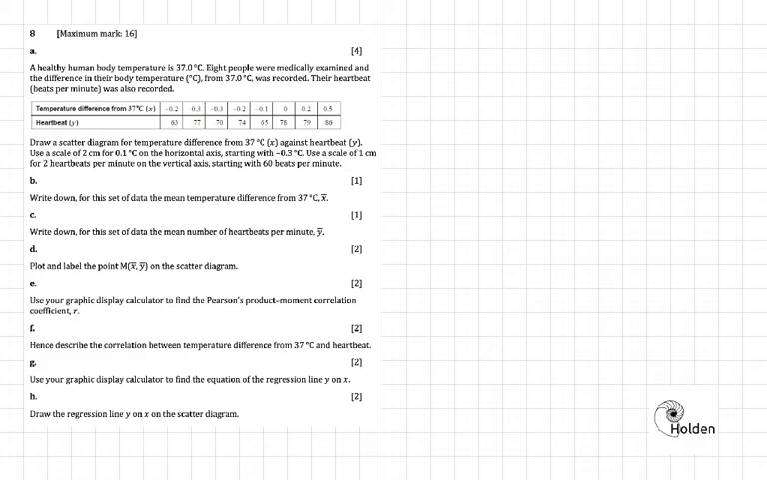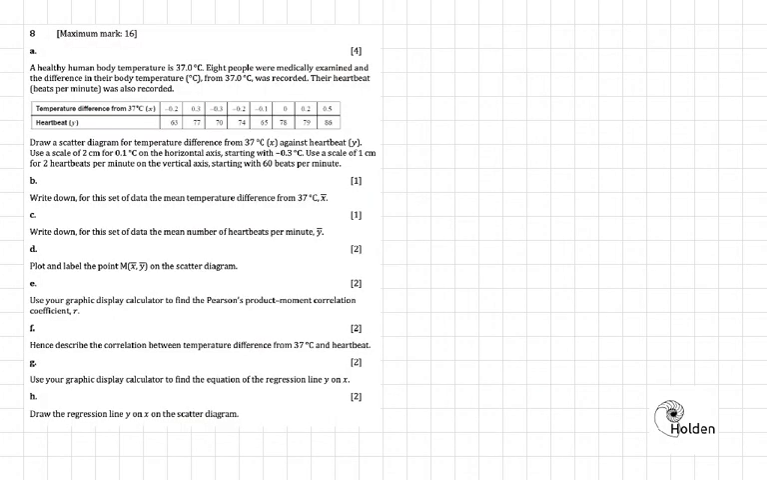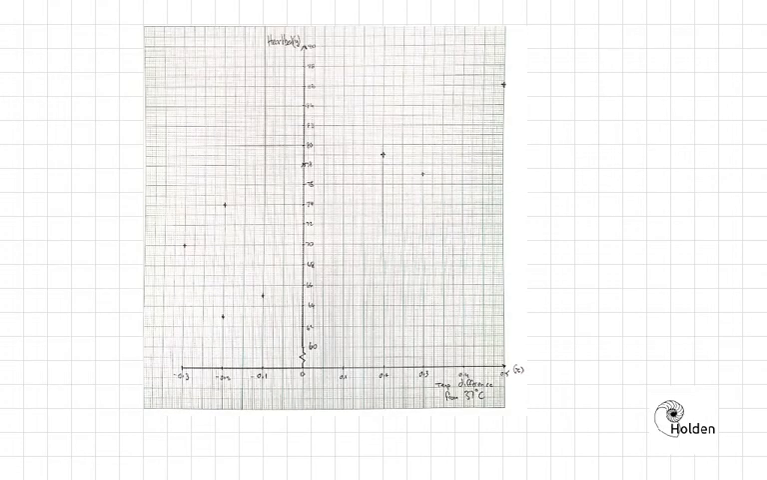Okay, so let's go with when we're plotting. On graph paper, it says draw. We should be using graph paper. When you read the question again, it says use a scale of 1 centimeter for 2 heartbeats per minute on the vertical axis, starting with 60 beats per minute. Use a scale of 2 centimeters for 0.1 degrees on the horizontal axis. So the horizontal axis goes from negative 0.3 all the way to 0.5.